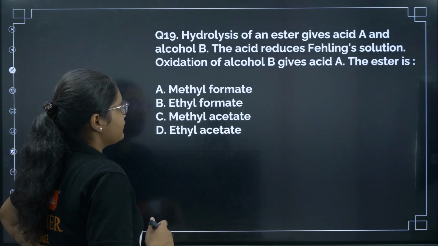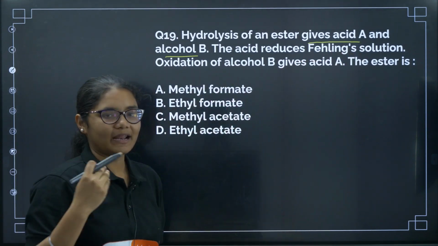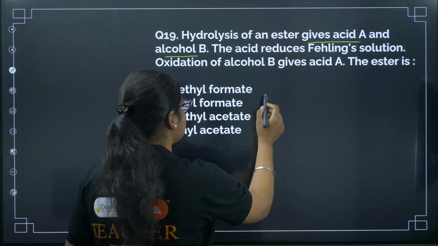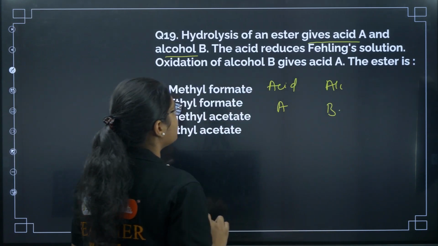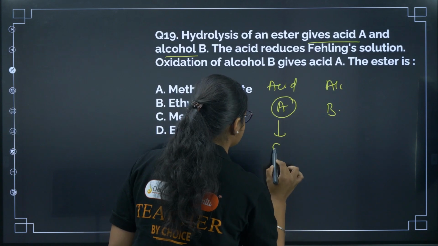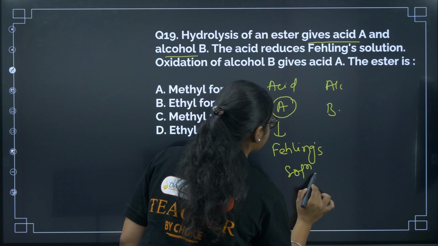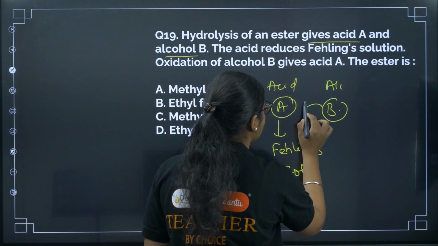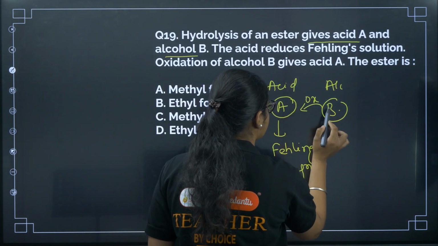Next question. Hydrolysis of an ester gives acid A and alcohol B. Okay. So you know, whenever esters undergo hydrolysis, they produce an acid and an alcohol. So acid is your A and alcohol is your B. Now the acid A reduces Fehling solution. Okay, so this is the one which can reduce Fehling solution. Okay, next what is there? Oxidation of alcohol B gives acid A. Okay, this is very important. Oxidation of this one will give you A.